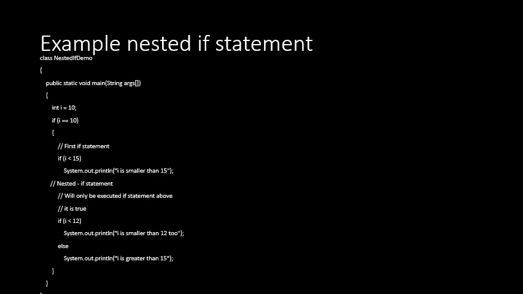So here is the example of a nested if statement. I have taken int i equals 10. If i equals 10, then again it will check if i is less than 15. If it is less than 15, then it will print "i is smaller than 15", else it will check the next condition. If i is less than 12, then it will print "i is smaller than 12 too", else it will print 15. It means an if within another if, where more than one if statement is used.